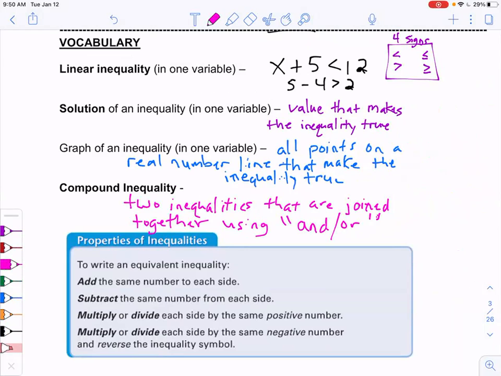Look at that. So there's properties of inequality. To write the equivalent inequality, add the same number to each side, subtract the number from each side, multiply and divide each side by the same positive number, or multiply and divide each side by the same negative number, and reverse the inequality symbol. So that's the big key to me, I think, is this last one.